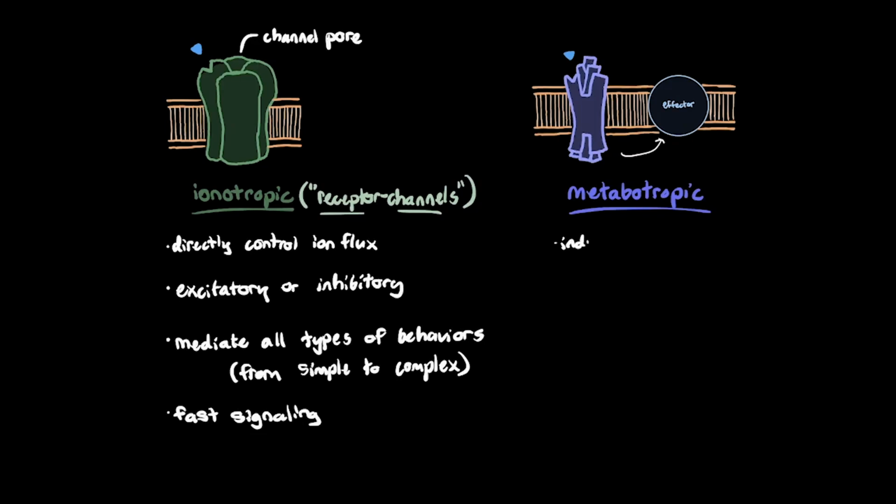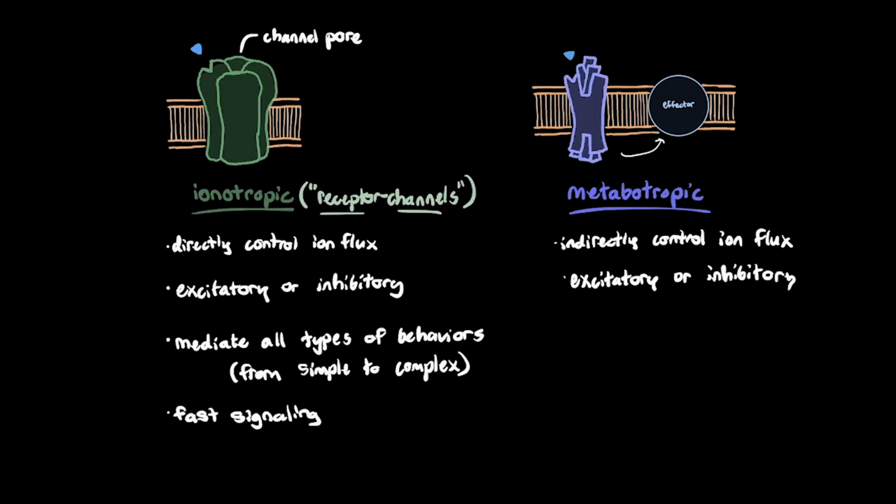So they indirectly control ion flux, and again, indirectly means a different macromolecule conducts ion flux than the one that binds the ligand. And maybe this is a little bit too simplistic of a way of comparing and contrasting, in that it doesn't only control ion channels, it can control a lot of different other things. And as you can imagine, this can also be excitatory or inhibitory.